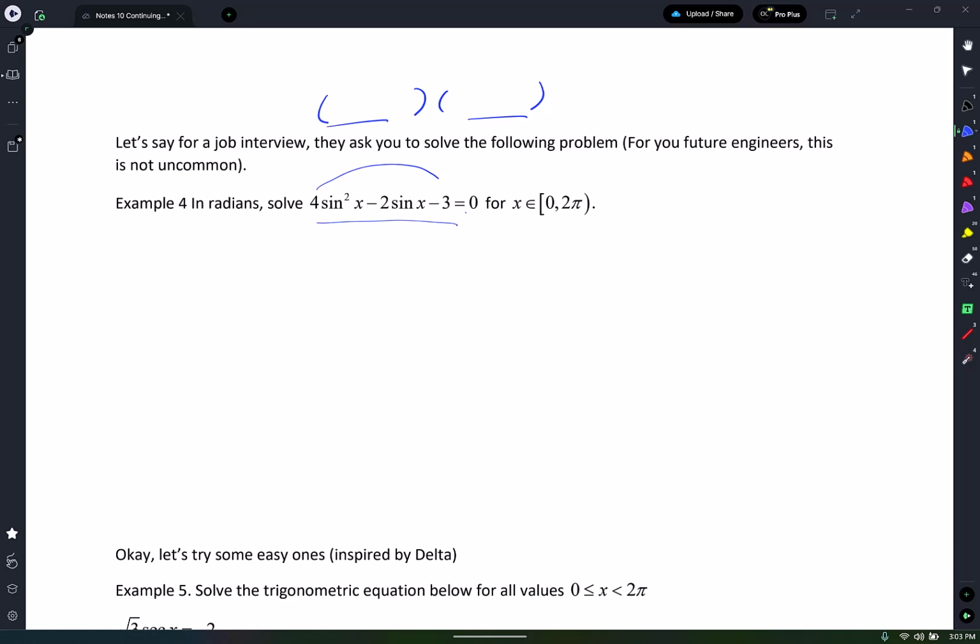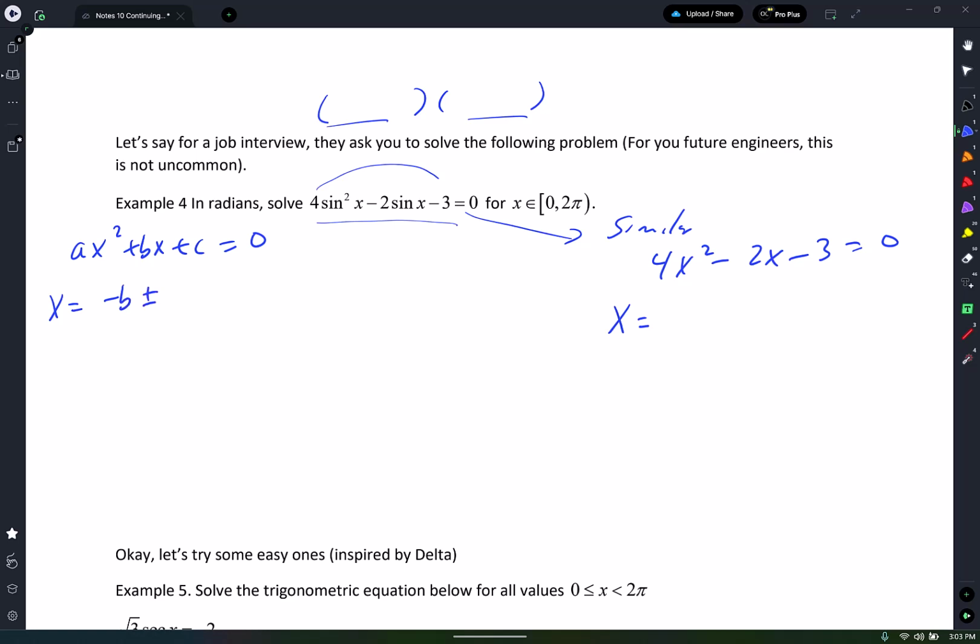So what other method can I do? This is similar to 4x squared minus 2x minus 3 equals 0. How would you solve that one? Do you guys remember? Starts with the letter Q. ax squared plus bx plus c equals 0. Yeah, the quadratic formula, guys. x equals negative b plus minus square root b squared minus 4ac all over 2a.